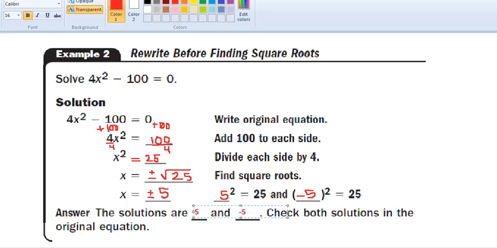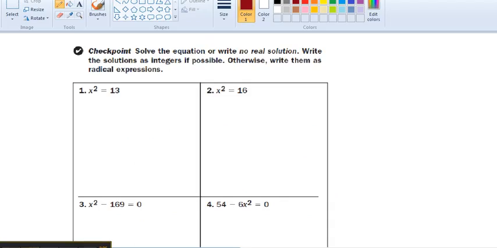And now let's move it down to try some of the checkpoints. And here are some of the checkpoints. Now, one thing I'd just like you to watch here is that sometimes you can get no real solution. That's a lot of times when we're trying to do the square root of a negative. But here in example 1, yeah, we can definitely get an answer here.